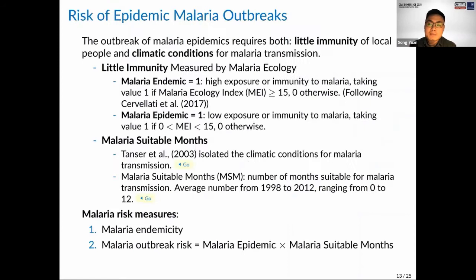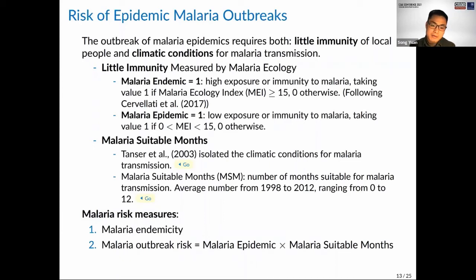In this project, we disentangle two types of risk. The first is malaria endemic risk, that is to say, whether malaria is an endemic disease in a place. So we create a dummy variable equal to one if the malaria ecology index is greater than 15, and zero otherwise. Another variable, malaria epidemic, equals one if the malaria ecology index is between 0 and 15. Notice that if the people in a place have little immunity to malaria, and the climate conditions are satisfied for malaria transmission, then there is a high likelihood of malaria epidemic outbreaks.